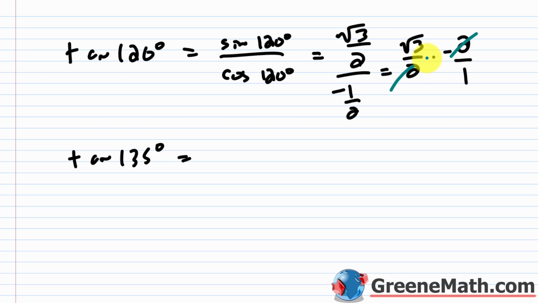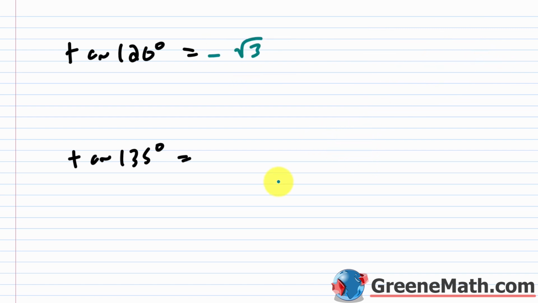So this would cancel, and so you'd have the negative of the square root of 3. Okay, for the tangent of 135 degrees, it's really, really simple. You have a 45-degree reference angle. You know that the sine of 45 degrees and the cosine of 45 degrees, in each case, is square root of 2 over 2. But the cosine is negative in quadrant 2.